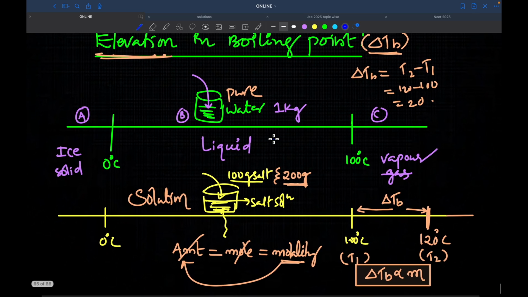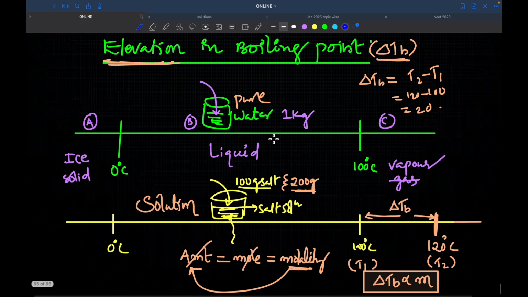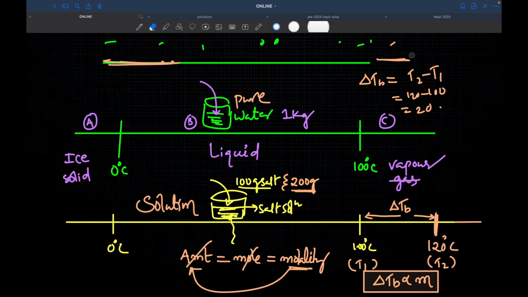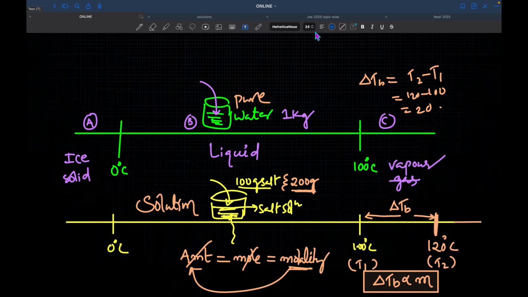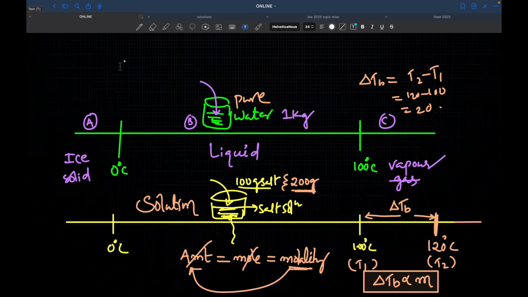We'll go back to this slide again. Right, now we will compare the freezing point. Compare करेंगे, right? So the same slide changes to freezing point. I'll change it and I'll write it here. इसको फ्रीजिंग पॉइंट में कन्वर्ट कर लेंगे. We call it as depression in freezing point.